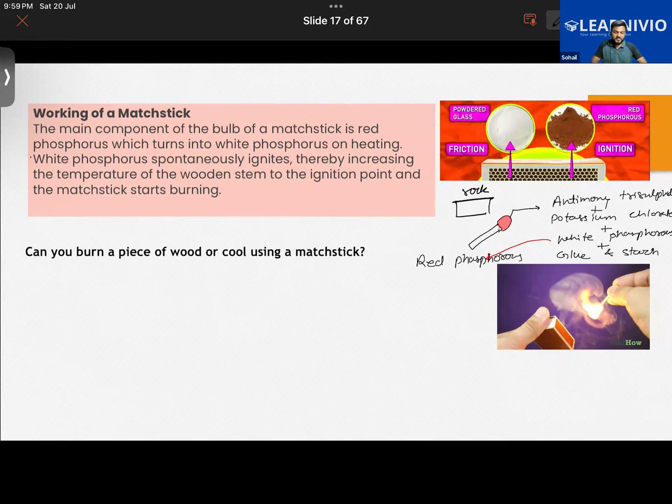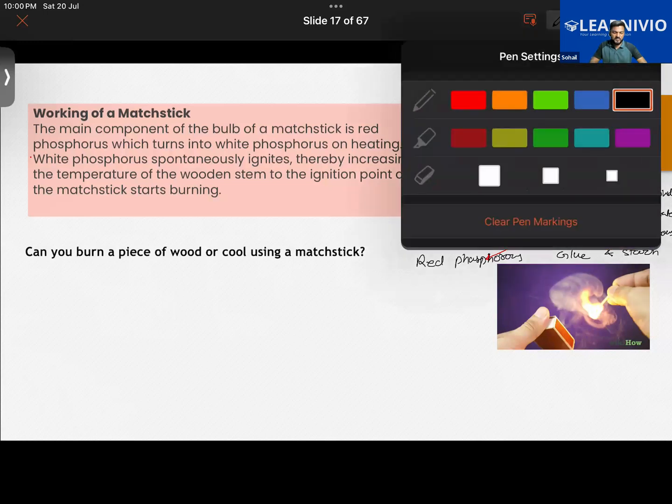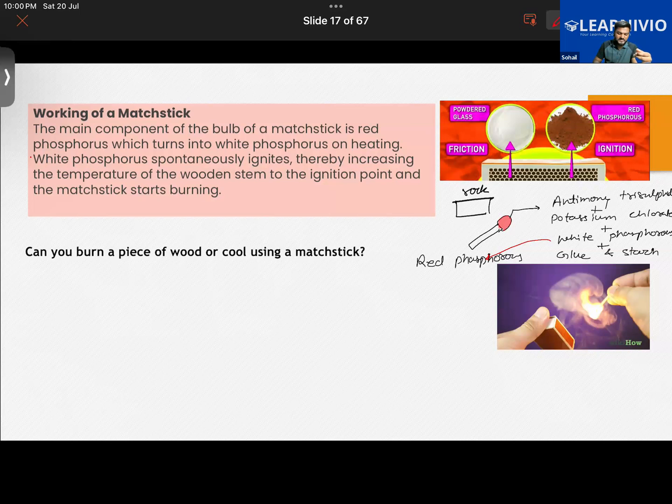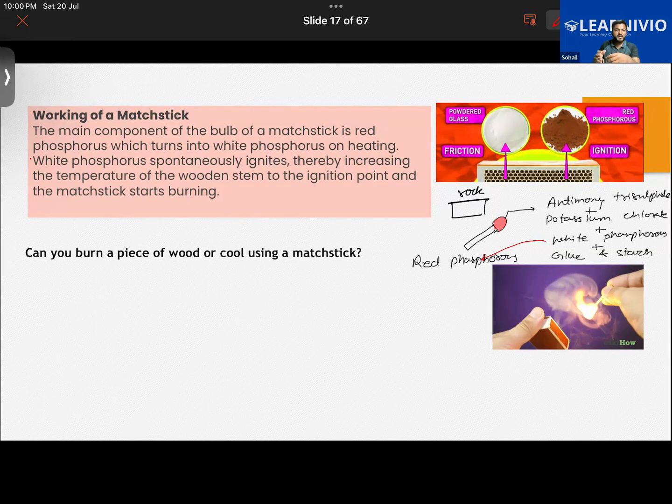Furthermore, on the side of the box in which the matchsticks are stored, there's a rough surface. This surface is made rough by adding powdered glass into it. The glass has been crushed and powdered, and that is added so that it becomes a hard, rough surface. So upon striking the match head on this hard surface, the red phosphorus would be ignited. The modern matchsticks are also called safety matchsticks because they are safer than the previous ones. Earlier white phosphorus was used, but now red phosphorus is used, so it is safer. You might have heard of safety matchsticks.